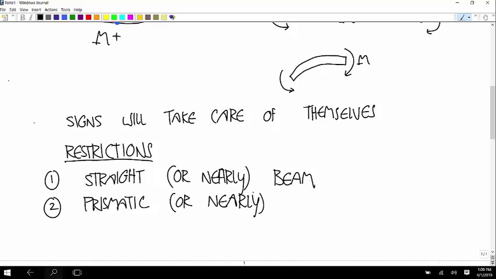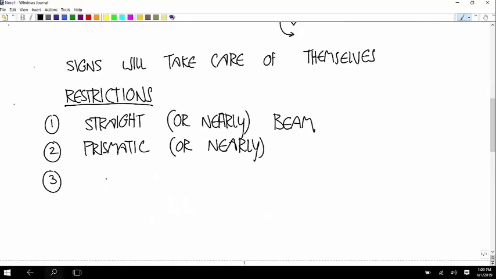Or nearly. Those nearly things are sort of a nuisance because it gives you some wiggle room, but it's just saying the farther you get from these, the less accurate your results are going to be. And then the last one is symmetric, about the y-axis.